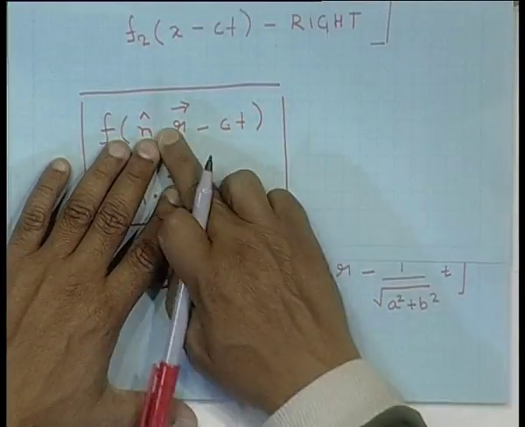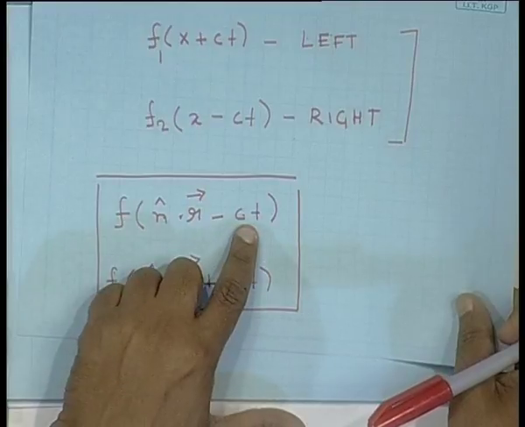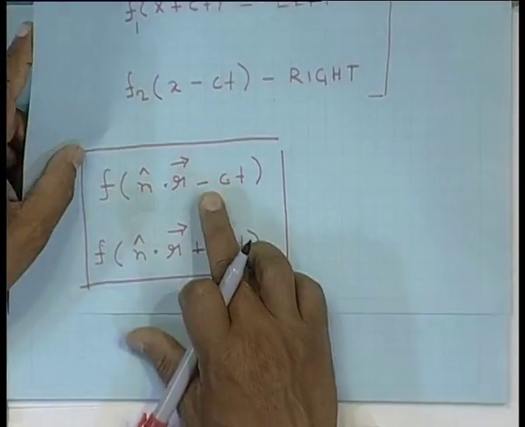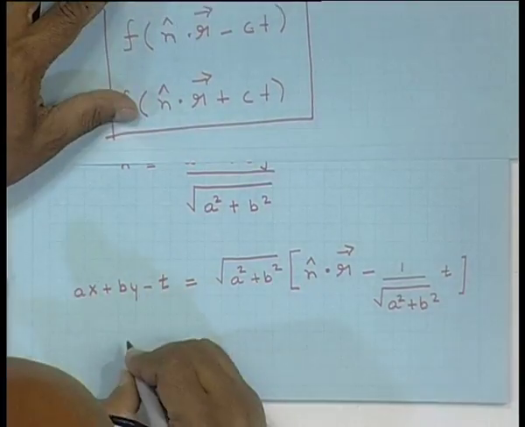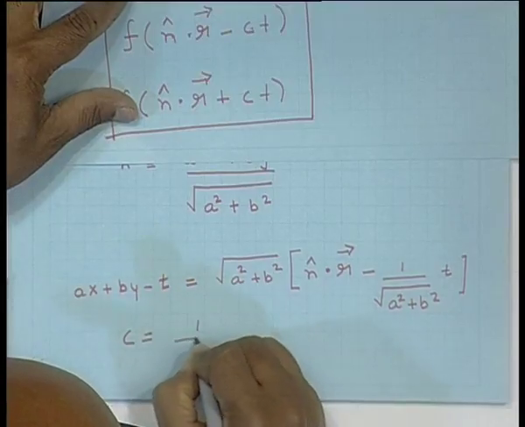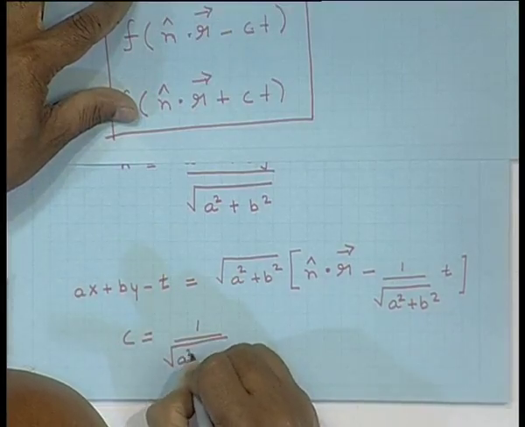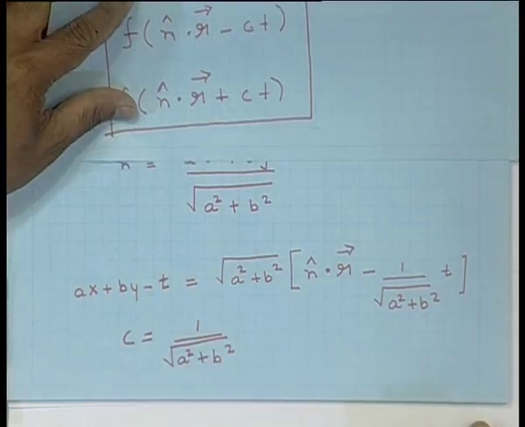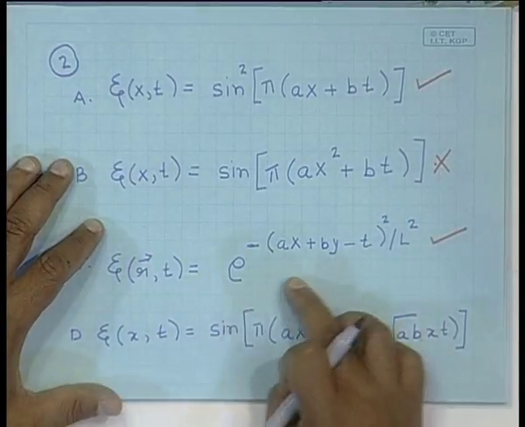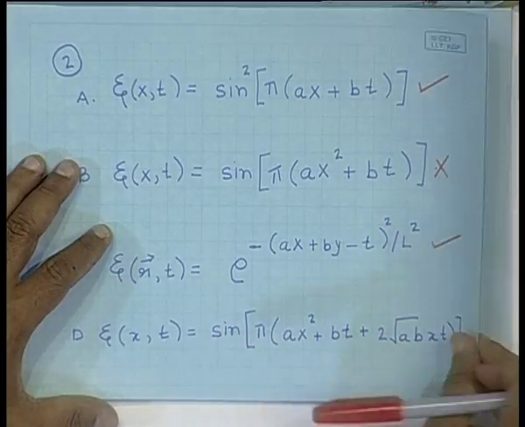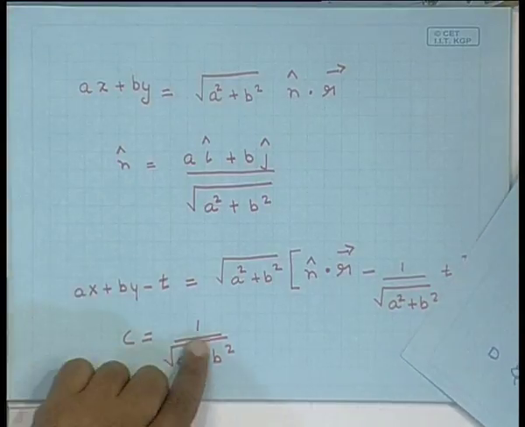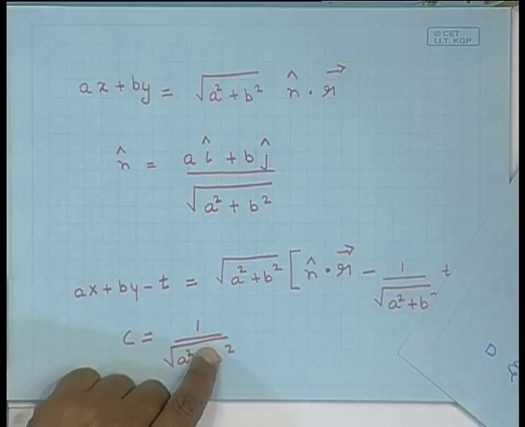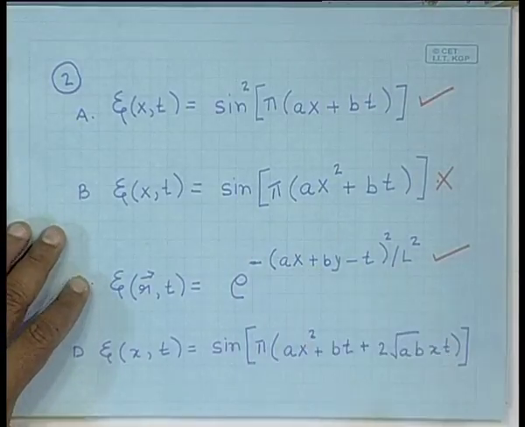So, this represents this kind of a wave, and by just comparing this expression with this expression, you can identify that the speed of the wave is square root of a square plus b square. So, let me recapitulate what we have learned. We learned that this does represent a travelling wave. It represents a wave travelling along this unit vector, and the speed of the wave is square root of a square plus b square, where a and b are the two constants which appear over here.